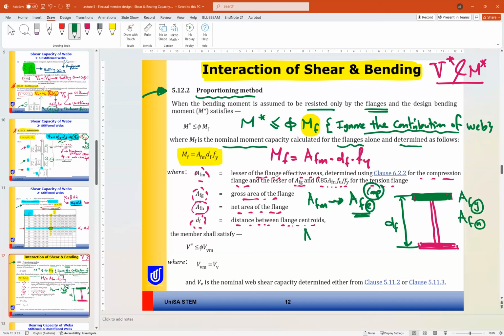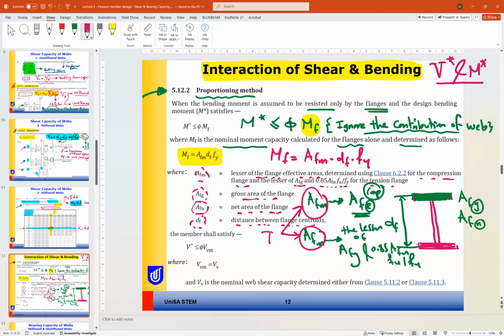For the tension flange, Afm will be the lesser of two values as well, Afg and 0.85 Afn times fu over fy. So we will calculate this one and then take the lesser. Okay, so we have two flanges. One of them is the compression flange, and one of them is the tension flange.